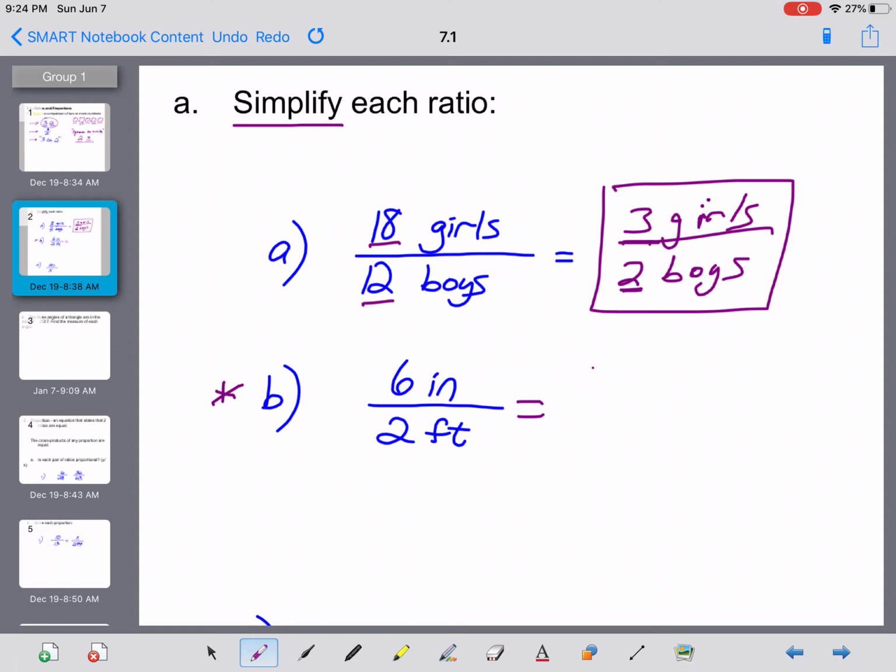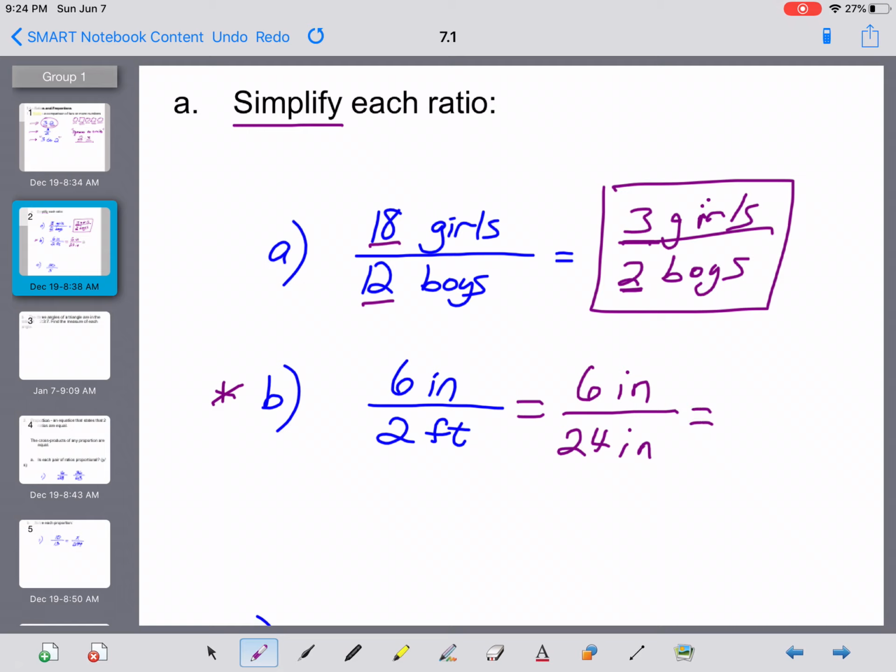Now the numerator is already in inches, so we're going to leave it alone as 6 inches and not do anything with that. But for 2 feet, we need to remember that there's 12 inches in a foot, so 2 feet is going to end up being 24 inches down there on the bottom. Now we didn't change the value of the denominator at all. 2 feet is exactly the same length as 24 inches, but now we've converted it so that we have apples to apples here in terms of this ratio.